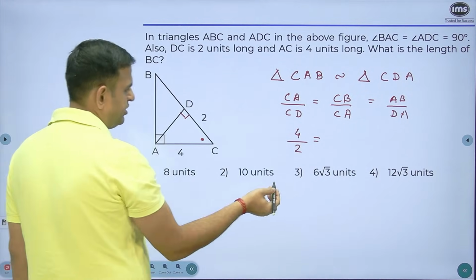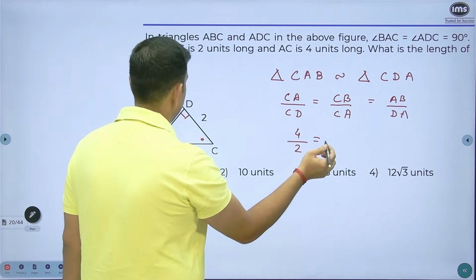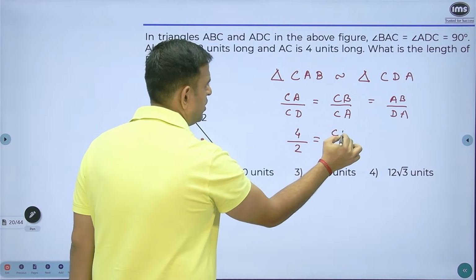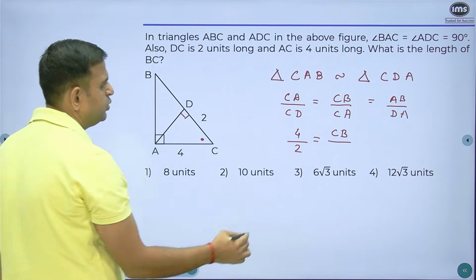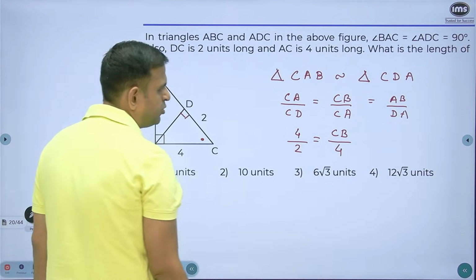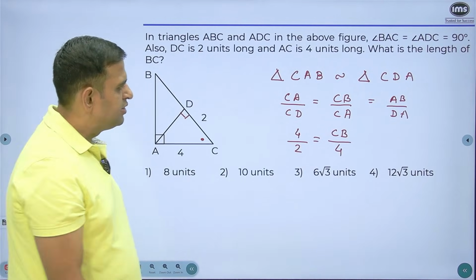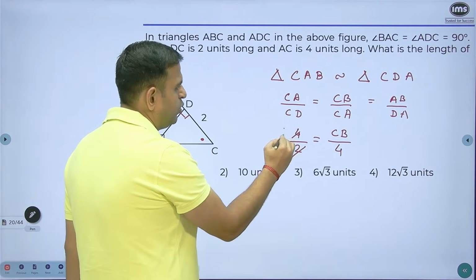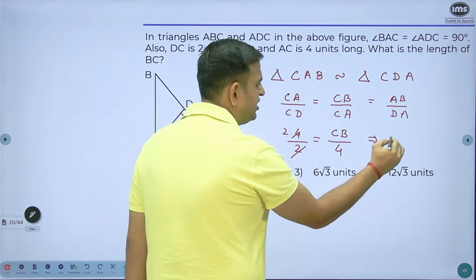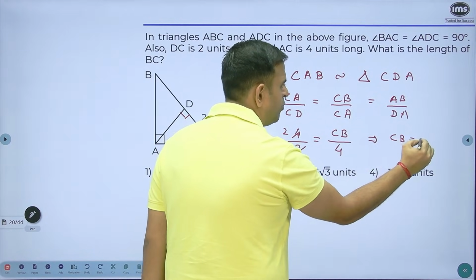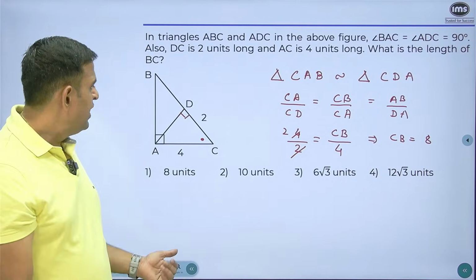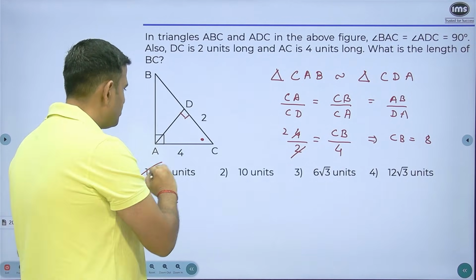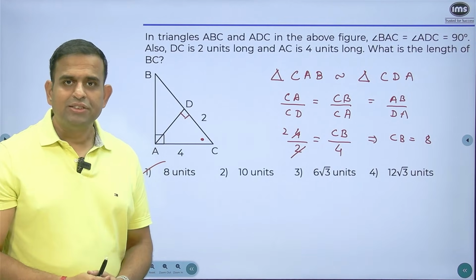CB is what I am supposed to calculate first of all. And CA is equal to 4 over here. So clearly, if I solve for this, this is going to become 2. This will imply the length of CB or BC would be equal to 2 times 4, giving me the number 8. Hence, 8 must be the answer. So option number 1 is the required answer.